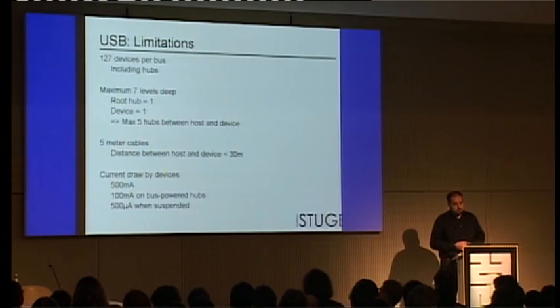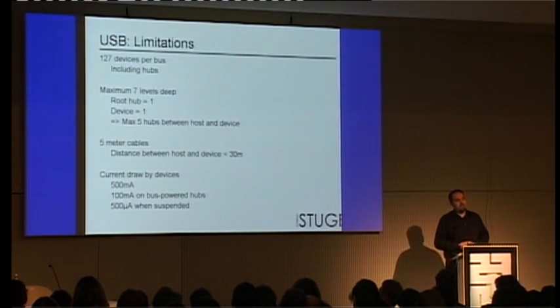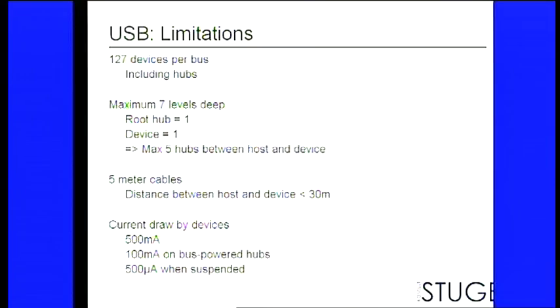There are some limitations to USB. You can only have 127 devices per bus, including hubs. So you can't go completely crazy, but 127 devices is still a lot.